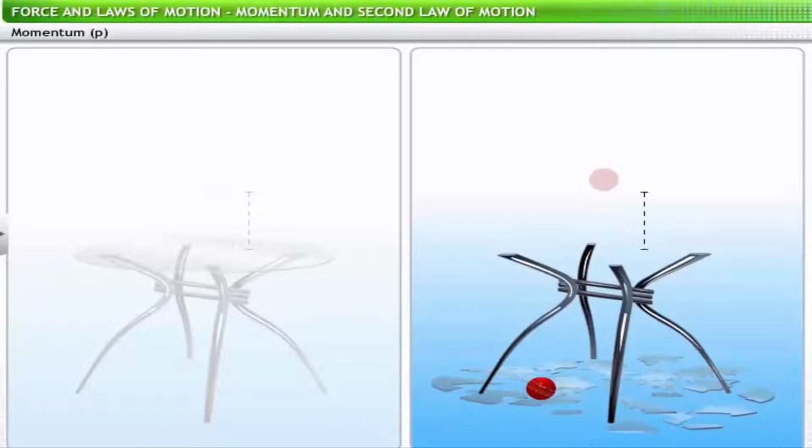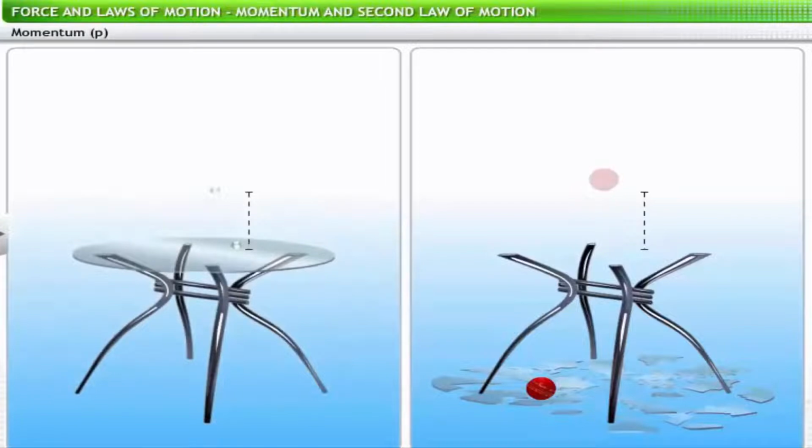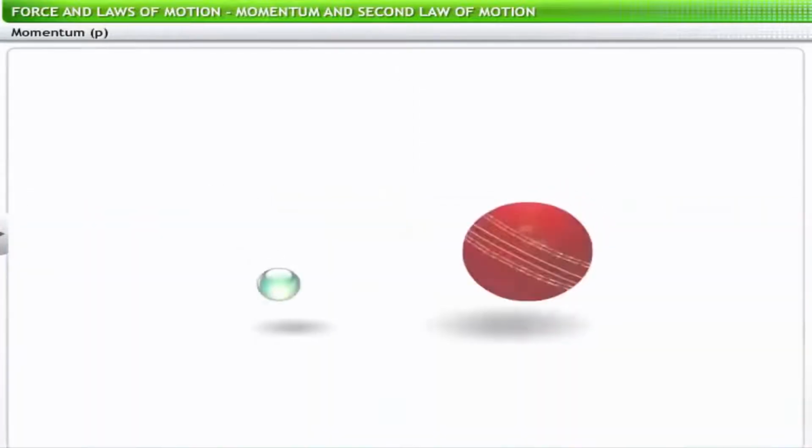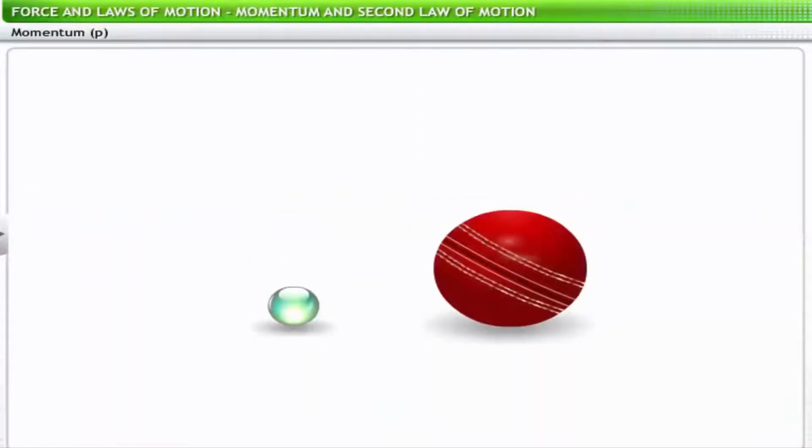Why did the glass pane shatter this time? What was different in the two situations? The height from which the marble and the ball were dropped was the same. So was the velocity of both the objects when they struck the pane. Clearly, it must be the bigger mass of the cricket ball that made a difference. As the mass of the cricket ball is more than that of the marble, its impact on the glass pane is higher than that of the marble, and thus it shattered the glass pane.